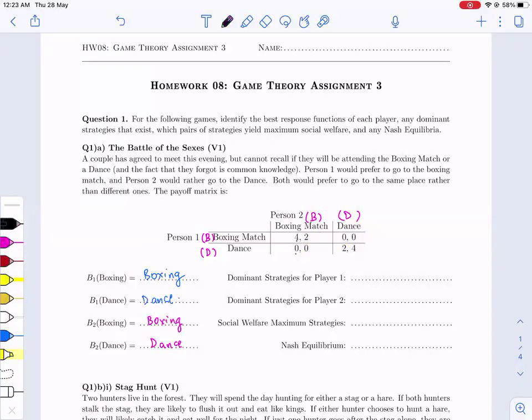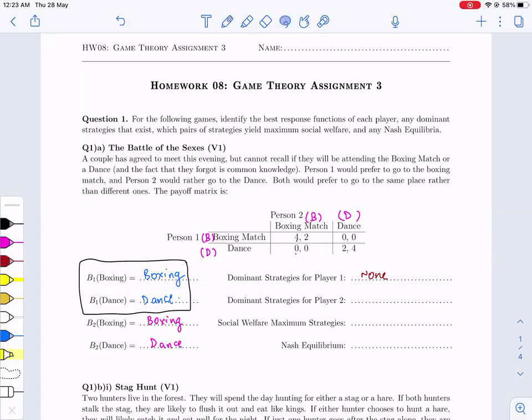Okay, now let's see if you have any dominant strategies for player 1. So we're looking at this data here. There are no dominant strategies for player 1 because there's not a single strategy that works for every opponent strategy. So if we had boxing here, then boxing would be a dominant strategy for player 1. If we had dance here, then dance would be a dominant strategy for player 1. But since you don't have one single strategy for player 1 that is the best response to each of the opponent strategies, there are no dominant strategies for player 1.